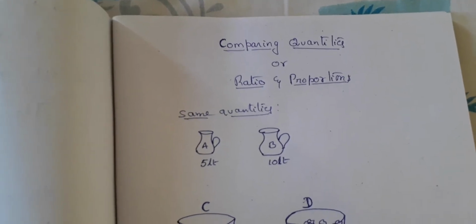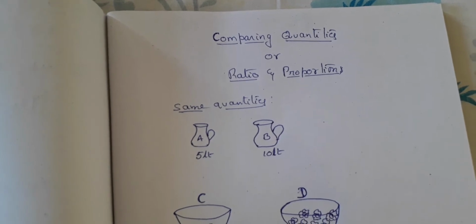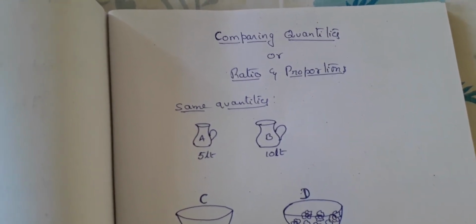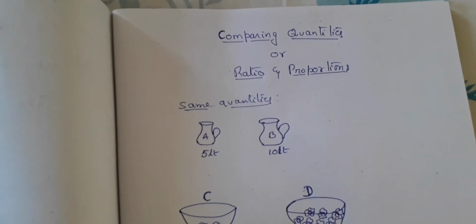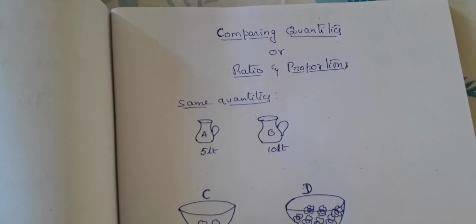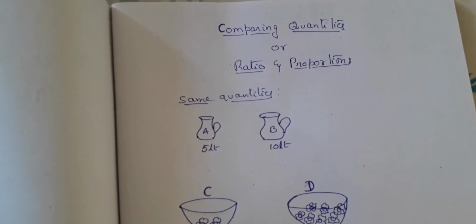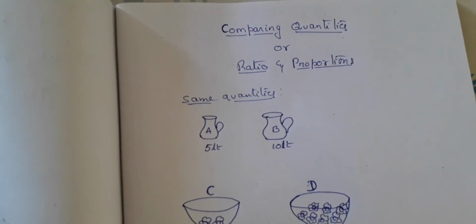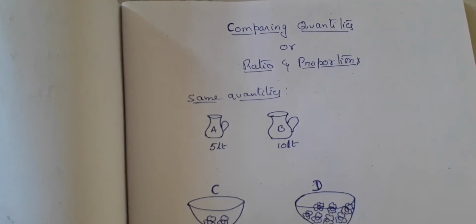See, before we go for comparison, we should know that we should take the same kind of quantities, the same kind of things. Then only we can compare. So you can compare two cars, saying that one car is this much worth and the other car is that much worth. We can compare two vessels and say that this particular vessel has 5 liters of milk and the other has 10 liters of milk.